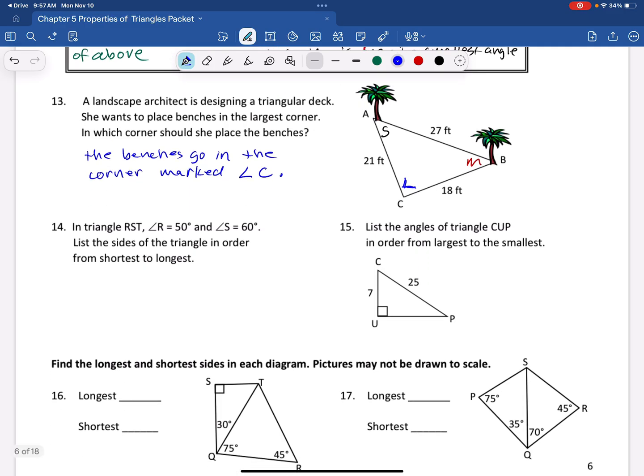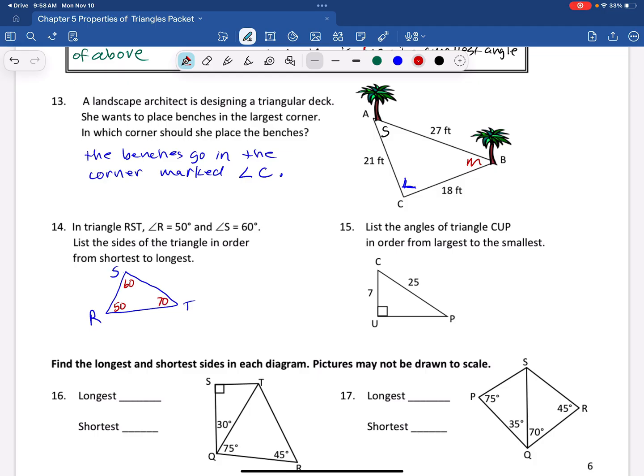All right, in triangle RST, R is 50 and S is 60. List the sides of the triangle in order from shortest to longest. Okay, so this does not have to be drawn to scale. I'm just going to draw any kind of triangle. I'm going to call this R and S and T. And we know that R is 50. We know that S is 60. That's 110. So then that must mean that T is 70.